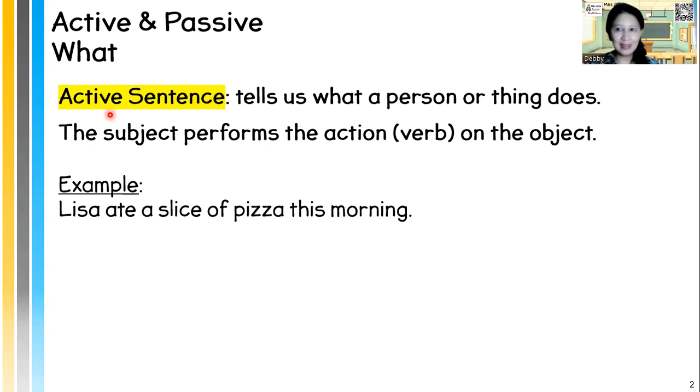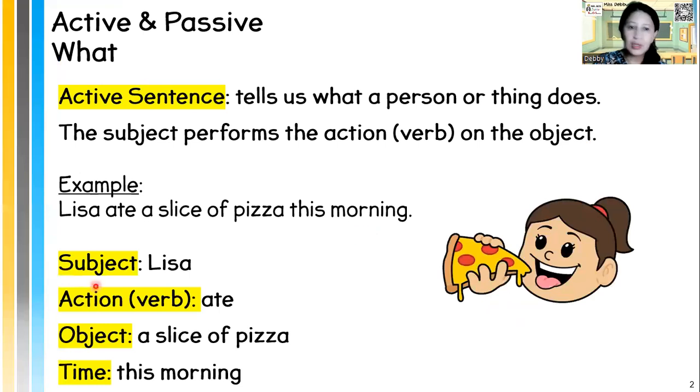First, what is an active sentence? An active sentence tells us what a person or thing does. So, in other words, the subject performs the action on the object. Example: Lisa ate a slice of pizza this morning. So the subject is Lisa, the action verb is ate, the object is the slice of pizza. And then when is it? The time is this morning.